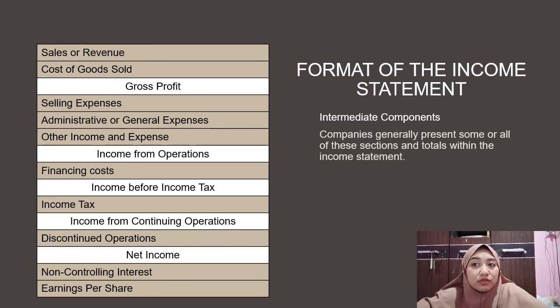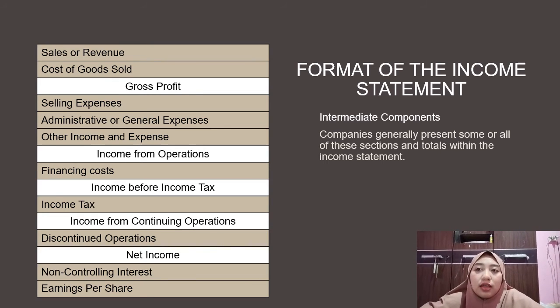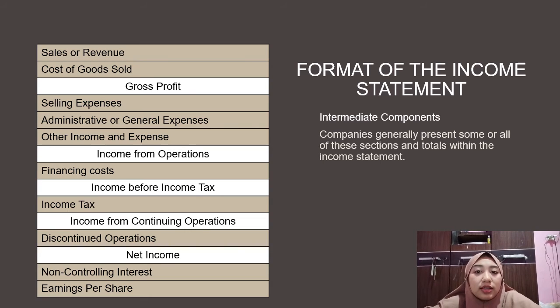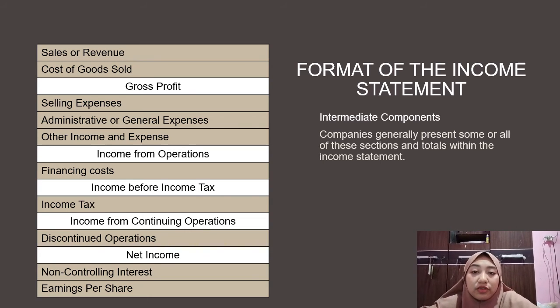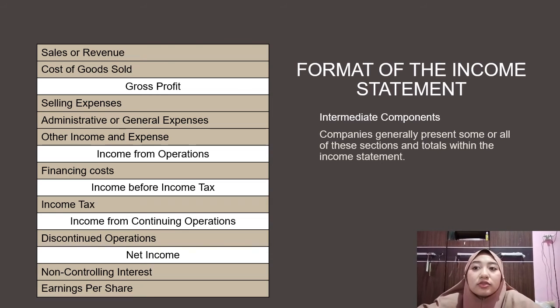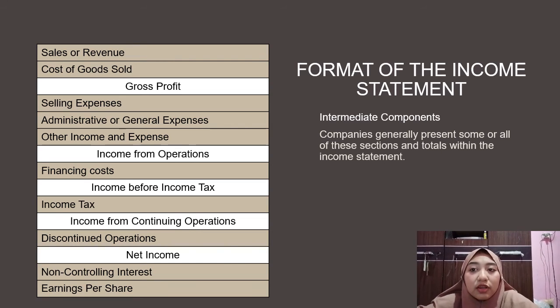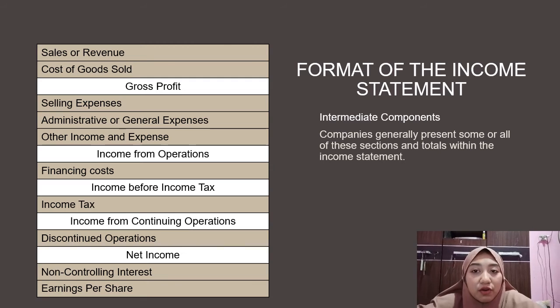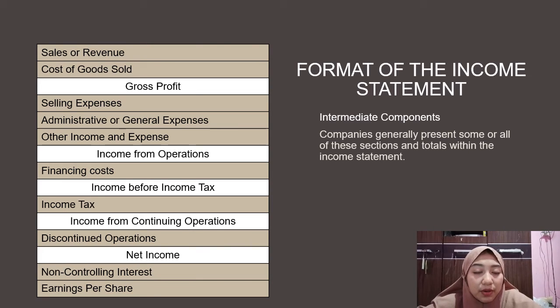Sales or revenue, cost of goods sold, and gross profit. 1. Selling expense, 2. administrative or general expense, and 3. other income and expense. Income from operations, financing costs. Income before income tax. Income from continuing operations, discontinued operations. Net income. Non-controlling interest and earnings per share.